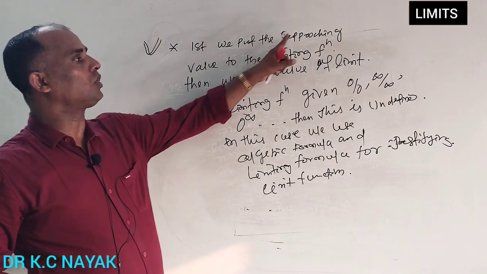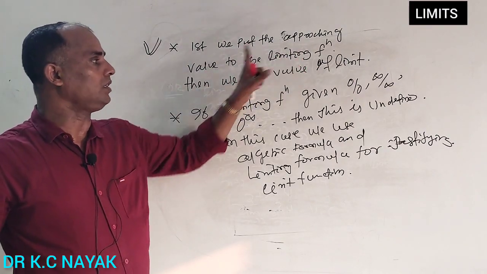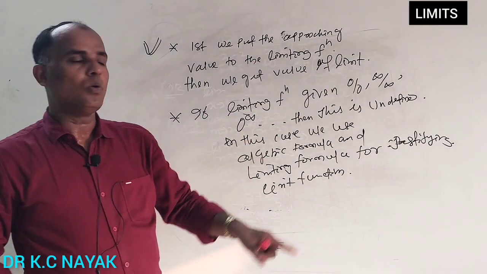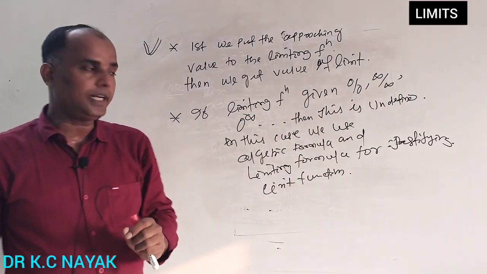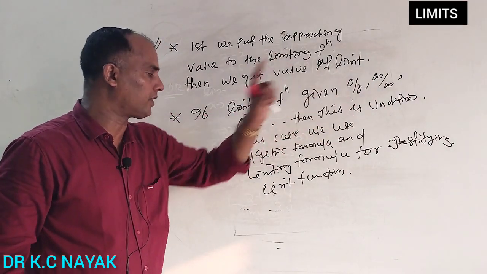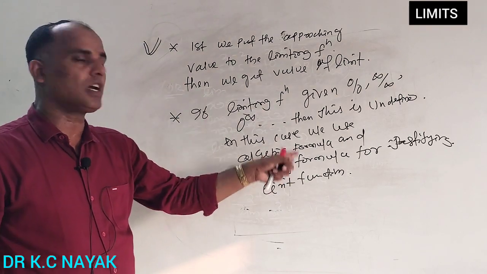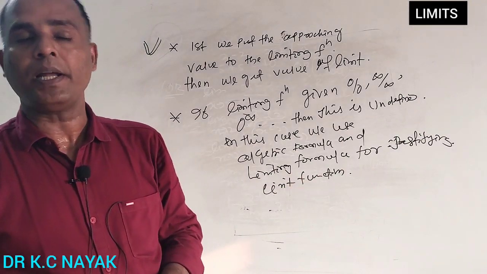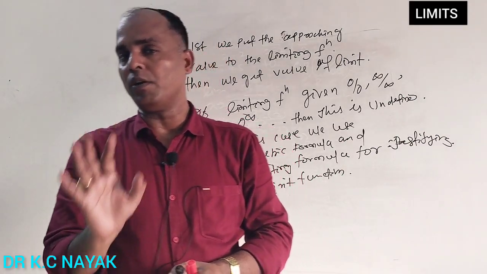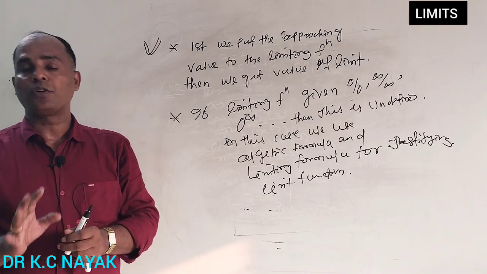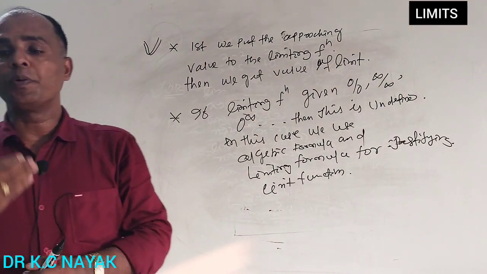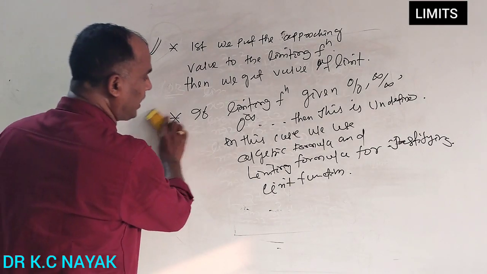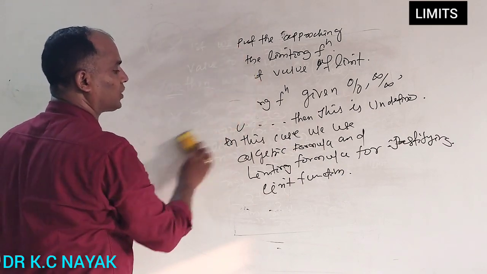First, we put the approaching value into the limiting function, then we get the value of a limit. Otherwise, when we put that value, we get 0 by 0 or infinite by infinite. We balance the undefined concept, and by using algebraic formula and limiting formula, we get the value of a limit, because a limit is a real valued function. I already clarified two to three examples of how we put the value into the limit. Is it okay? This is the fundamental definition of a limit.